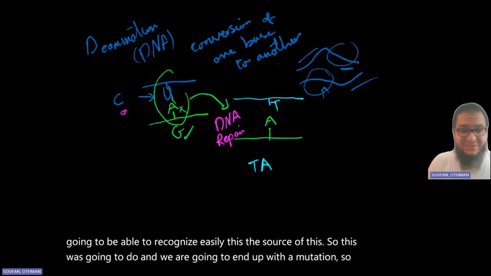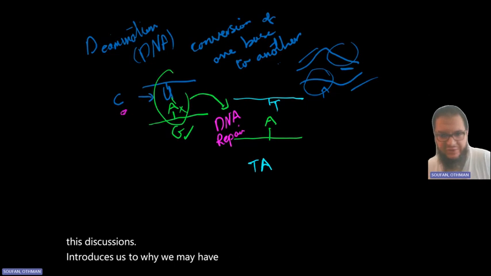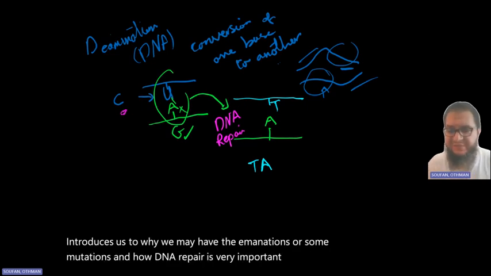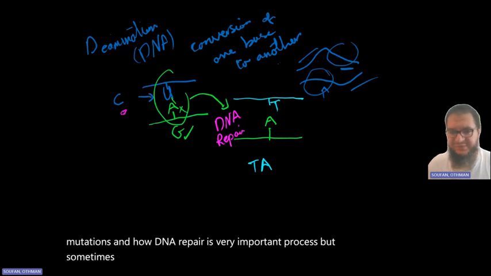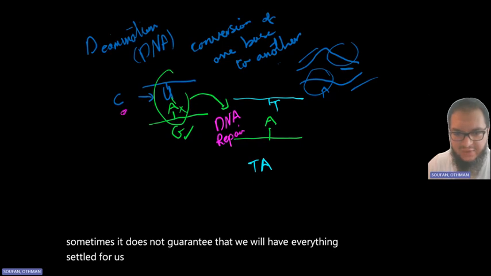So this discussion introduces us to why we may have deaminations or some mutations, and how DNA repair is a very important process, but sometimes it does not guarantee that we will have everything settled for us as we are looking into.